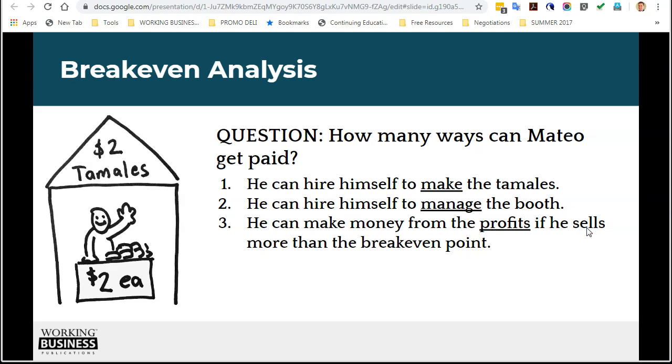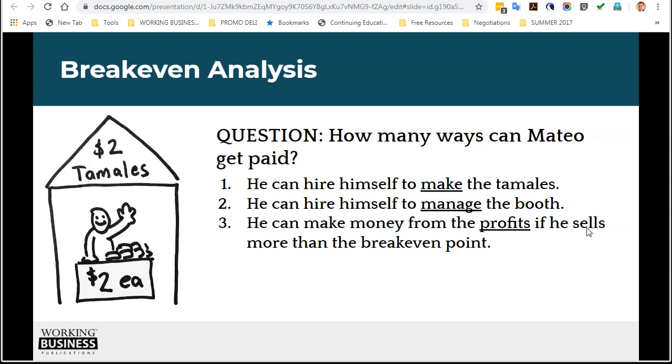If he ever decided to create another tamale business and put it in another farmer's market, if he's only selling 250 tamales, he would never be able to make a profit by expanding his business. So if you are thinking about growing your business, you have to understand what is the break-even point after you calculate the cost for paying an employee to either do the work or manage the business. This gives you a sense as an entrepreneur of how successful this business is.